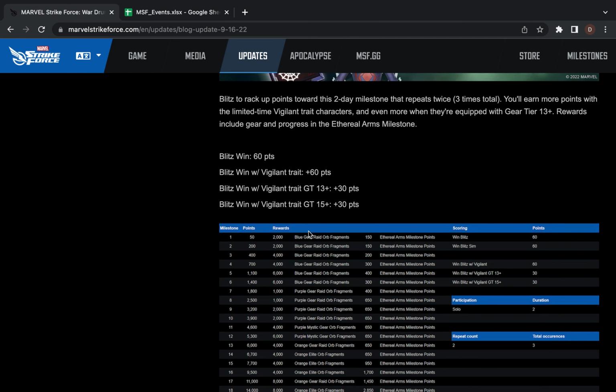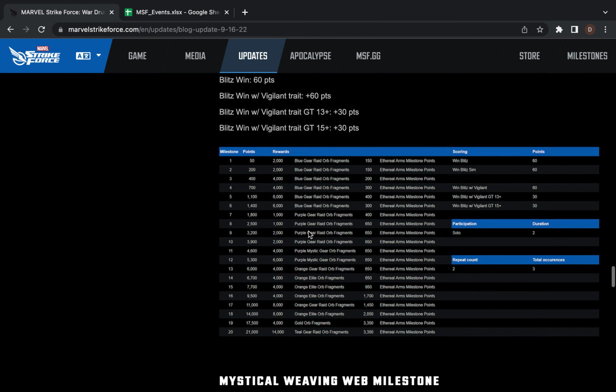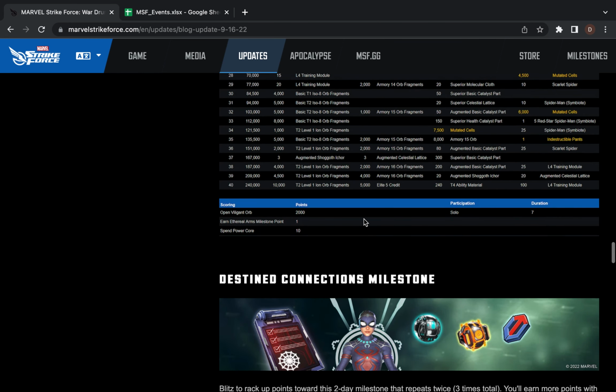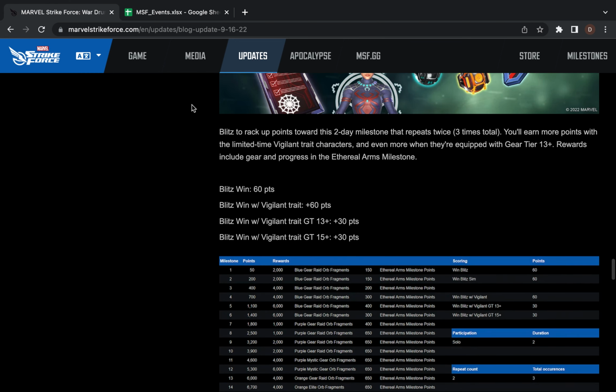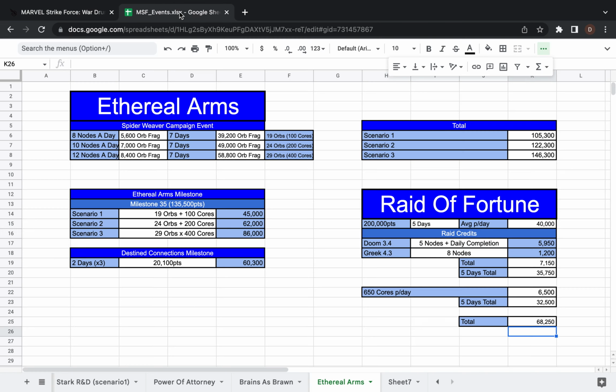So it's blitzing with the Vigilant trait. This is repeating 3 times. So 3 times this will happen, 2 days each time. They give you Ethereal Arms milestone points. I was a little confused at first, but that is in conjunction with the main milestone. So opening orbs, earning Ethereal Arms milestone points, and spending power cores gives you points for this overall milestone. So you can see how this gets a little bit confusing. They really try to throw us off with this. So if you're completing that milestone, you're getting about 60,000 over those 3 days.